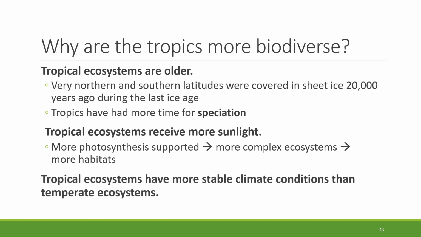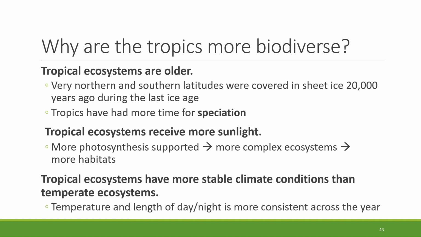And then finally, the third hypothesis has to do with the fact that tropical ecosystems have more stable climate conditions than temperate ecosystems, because regions in the tropics have less variation in their low and high temperatures, and they also have less variation in the temperatures between the seasons. So their summer and winter temperatures are more close together. And the length of day versus night doesn't change as dramatically throughout the year. So it may be the case that those conditions create the kind of stability needed for robust biodiversity.